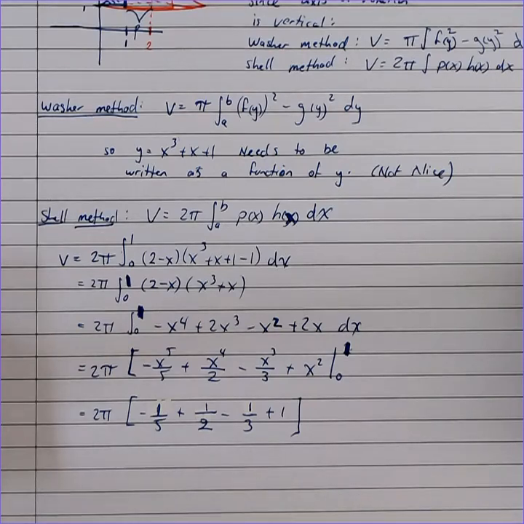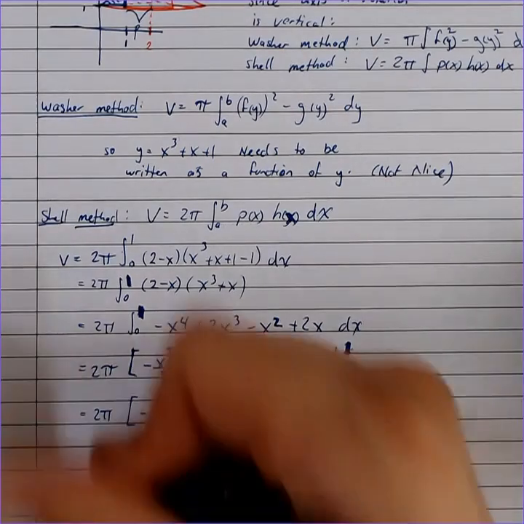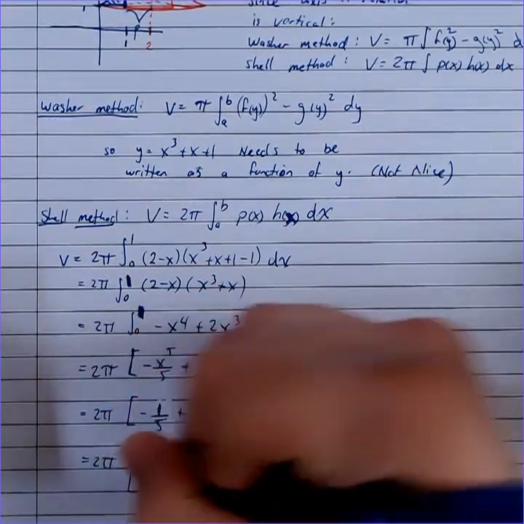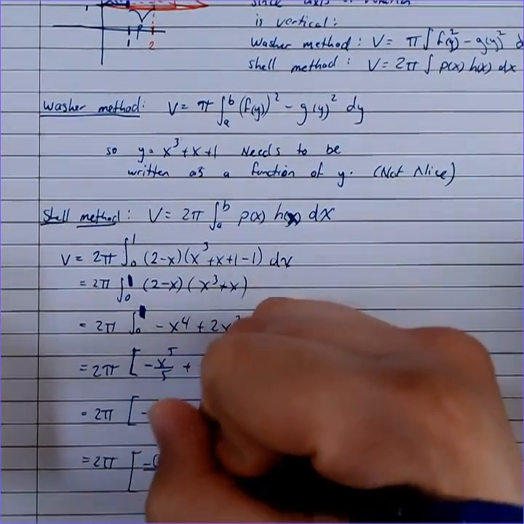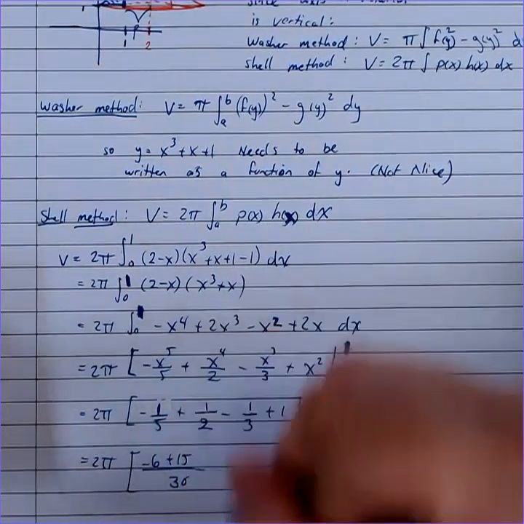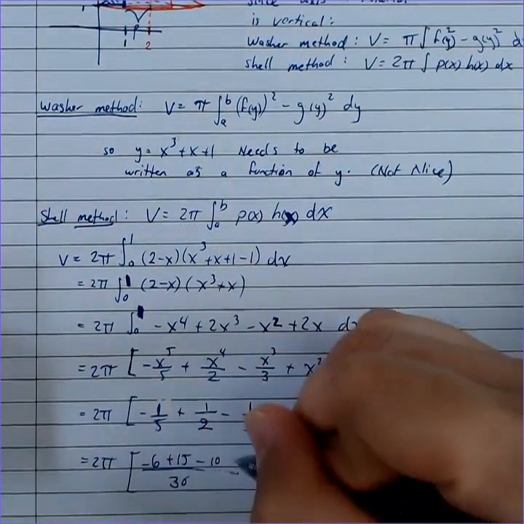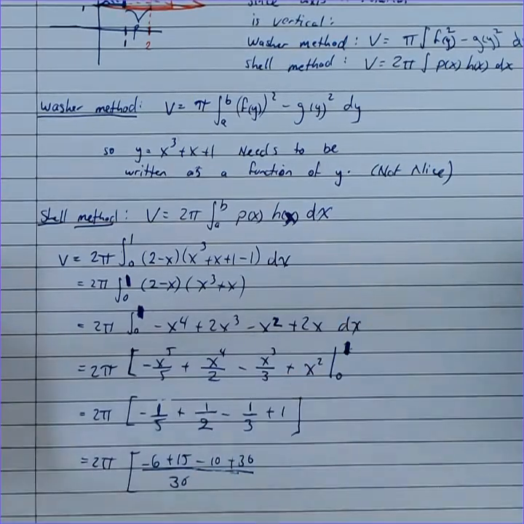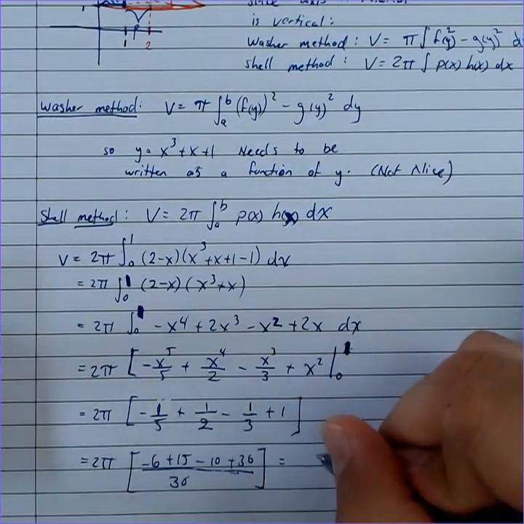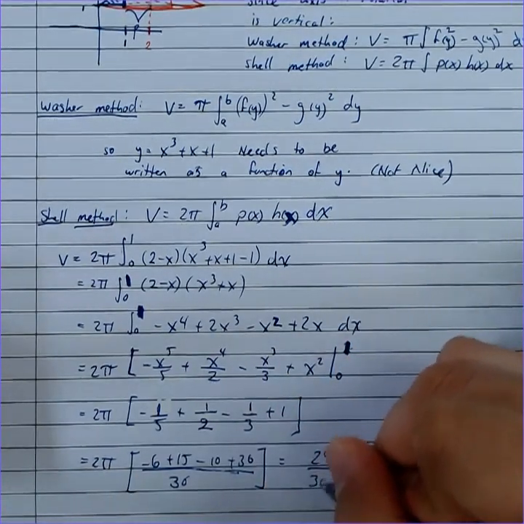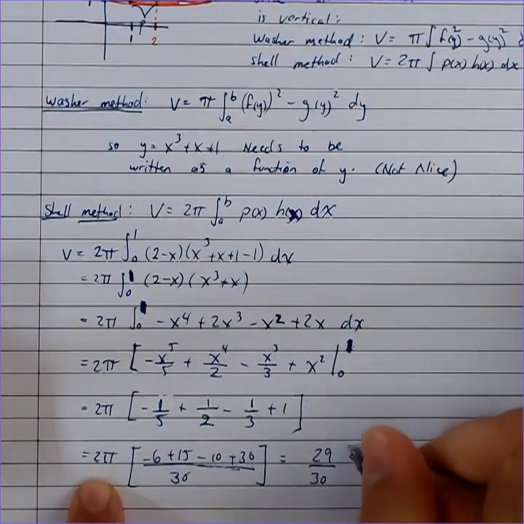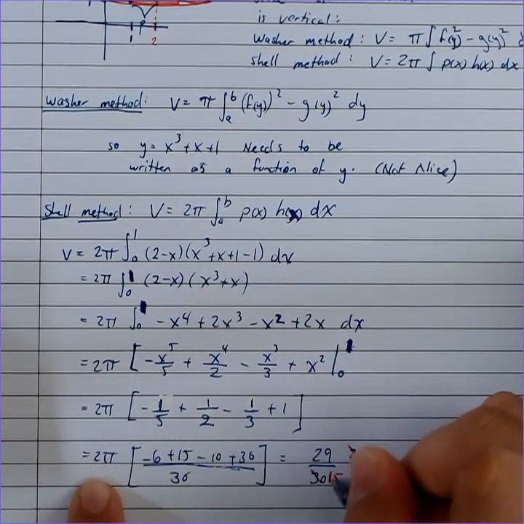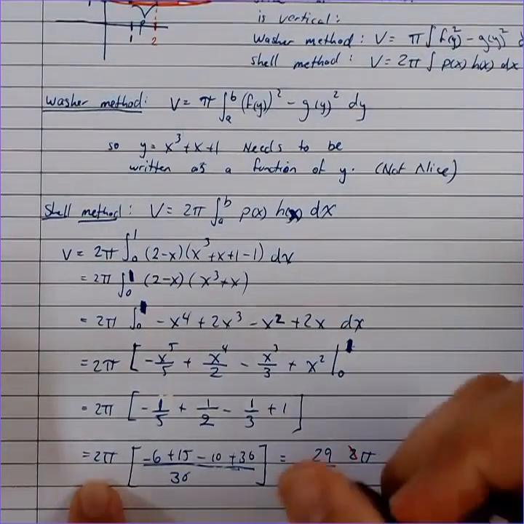And that'll give us, let's see. You can write that as what? 2 pi. Let's see, if I'm putting everything over 30, that's going to be negative 6 over 30 plus 15 over 30 minus 10 over 30 plus 30 over 30. So 35, 29 over 30. Yeah. So this will give us 29 over 30, but then you're multiplying that by 2 pi. And then here these divide away. 2 goes into 30 15 times, and that gives us 29 pi over 15.